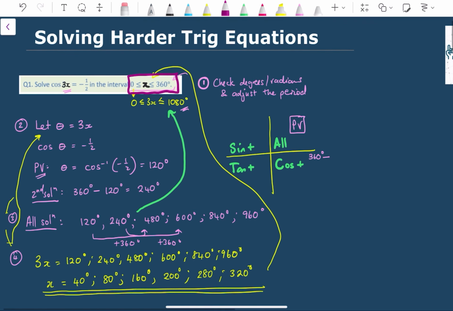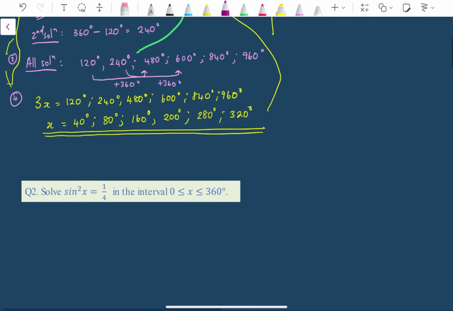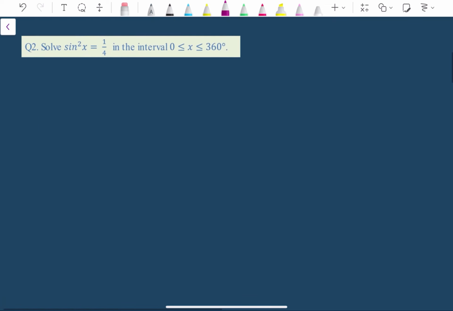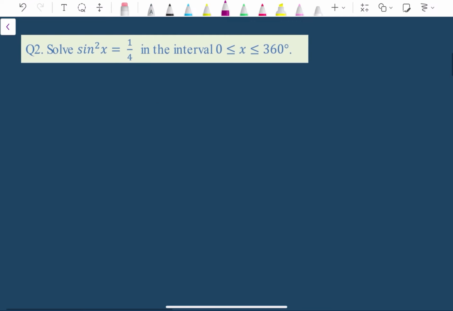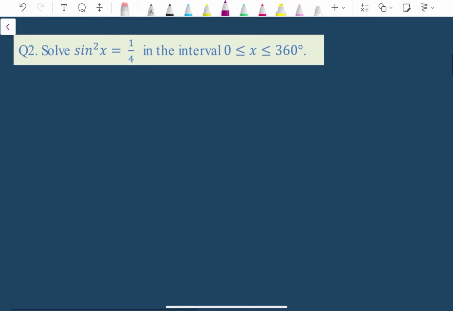Okay. Moving on to the second example, solve sine squared x equals 1/4 in the interval 0 to 360. Okay, so my initial bit, I check I'm in degrees, don't need to change anything on my calculator. I also don't have to change the period because I just have x here. I don't have 2x or x plus 30, for example. So I'm going to start by just simplifying sine squared.